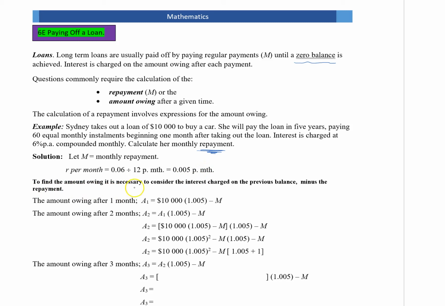To find the amount owing, it's necessary to consider the interest charged on the previous balance minus the repayment, because that's what happens. So you start off, you take out the loan, and in this case, the loan is $10,000. We're only considering month one. In month one, the amount you will owe is 1.005 due to interest. That just comes from A is P times 1 plus R to the N.